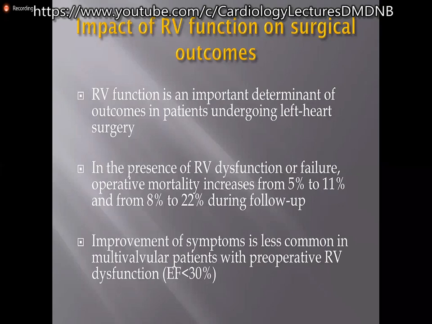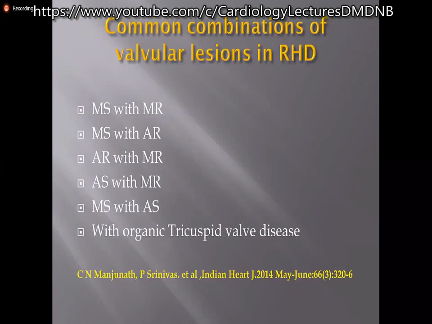Improvement of symptoms is less common in multivalvular patients with pre-operative RV dysfunction. So particularly if a patient has left-sided disease, mitral valve disease or aortic valve disease, and also has significant tricuspid regurgitation, even moderate tricuspid regurgitation, today the surgical dictum is to repair the tricuspid valve for a better symptomatic improvement and also for a long-term outcome.